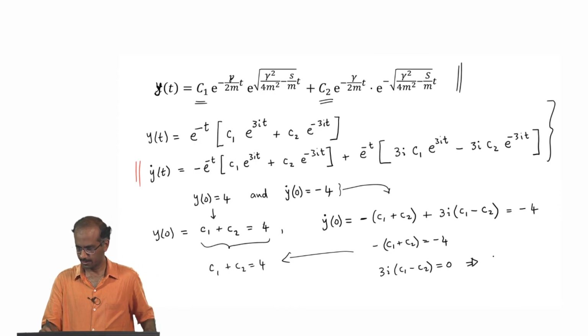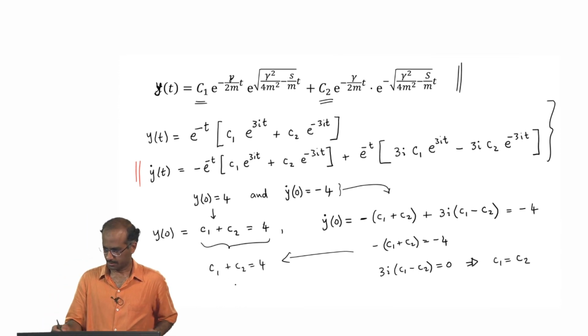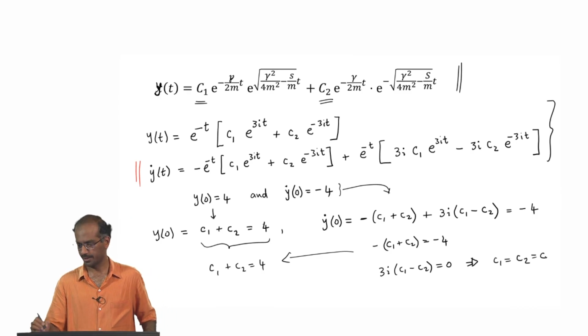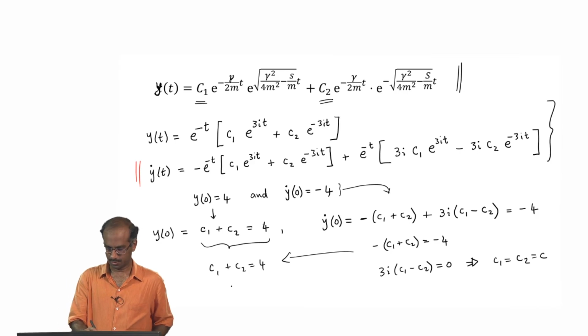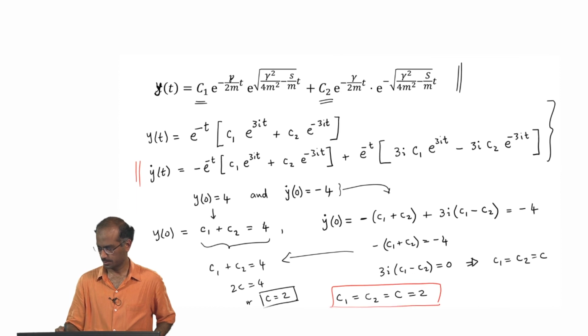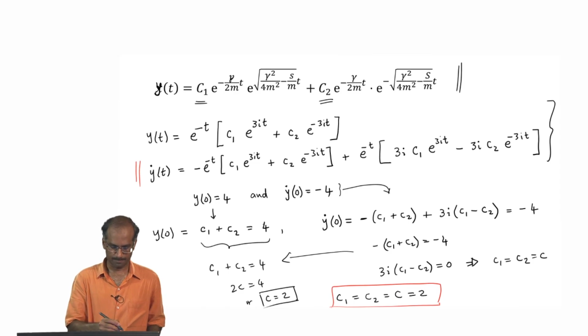So, this would imply that C 1 is equal to C 2, and so we just need to say that C 1 is equal to C 2 and it is simply equal to C, in which case this would become 2 C equal to 4 or C is equal to 2. Hence, the constants are C 1 equal to C 2 equal to C, which is equal to 2. So, we have determined these constants. Now, all that remains is to write the solution explicitly.